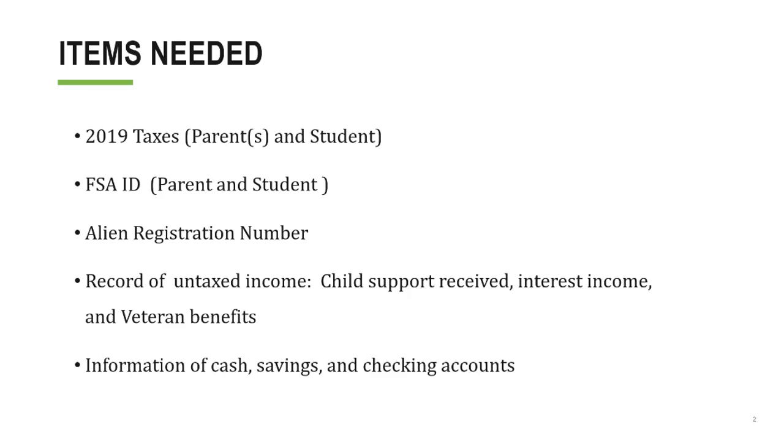Items that are needed, you will need 2019 taxes, parent and student. If you have a parent and are under the age of 24, we will need that information. Students who have completed 2019 taxes, we will also need that information to complete the 21 to 22 FAFSA application.